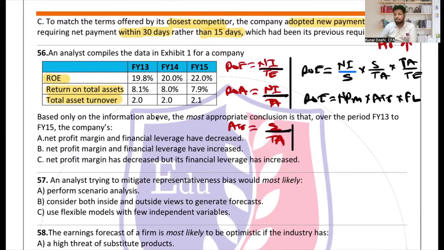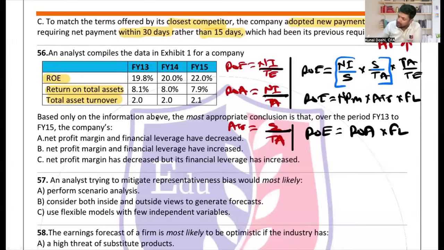Got it? But if you notice here one interesting thing, that ROE, if you check the first two components, net income over sales into sales over total assets, so you can actually also write ROE as net income over total assets, that is ROA, into financial leverage. So both are possible. ROE can be broken down into this as well as this. I'm just writing all the varieties.